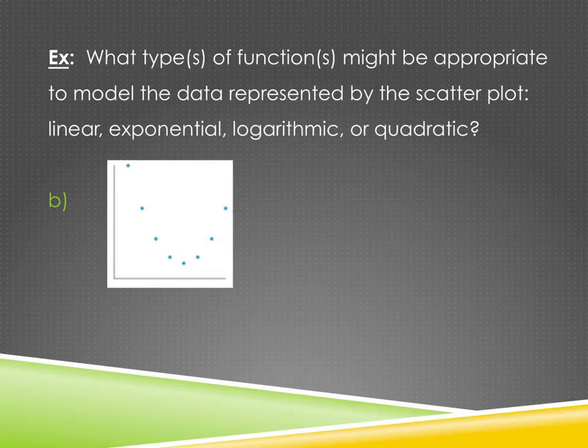All right, we got one more. What types of functions might be appropriate for this one? Just quadratic. Yeah, we don't even stand any other chance of talking about anything else, right? Every single other function we have is solidly increasing or solidly decreasing the whole time. This one changed directions. It's decreasing and then it's increasing. So the only option we even have to consider here is that it's quadratic.